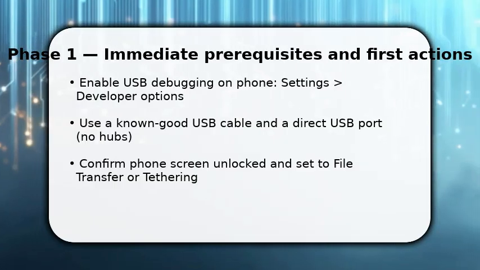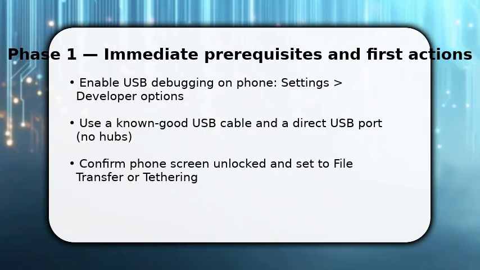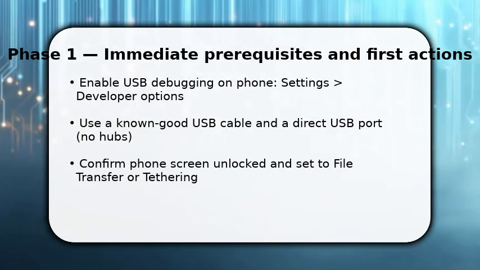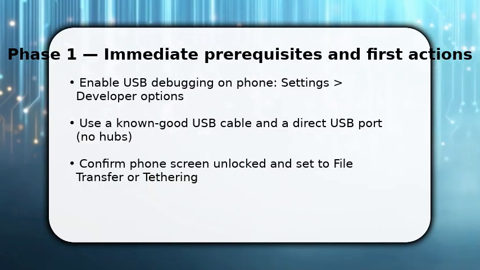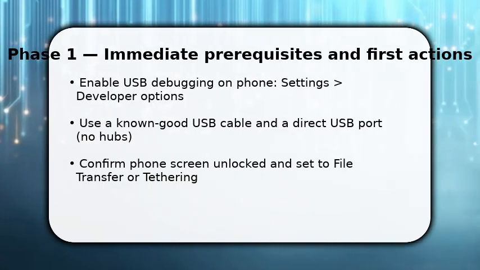You start by confirming prerequisites. Enable USB debugging and set the phone to file transfer or USB tethering mode. This gives the PC permission to see the connection.